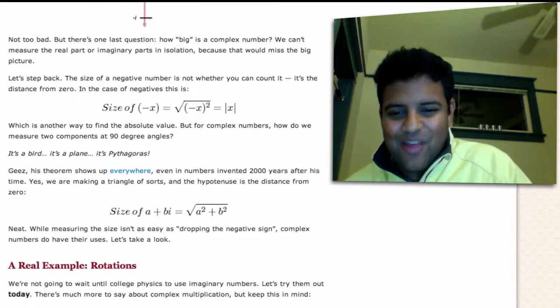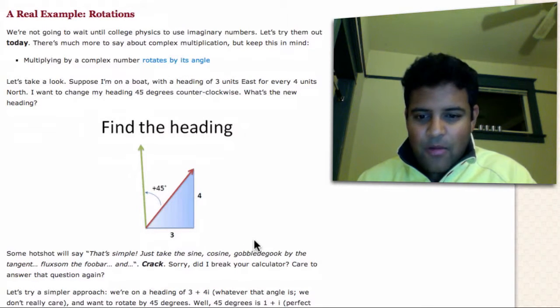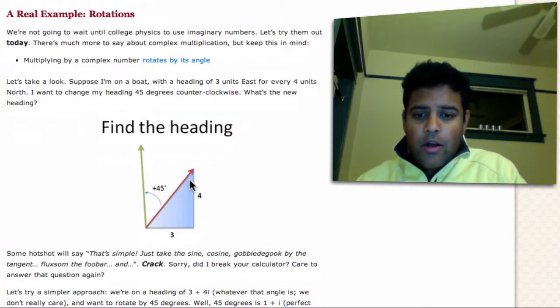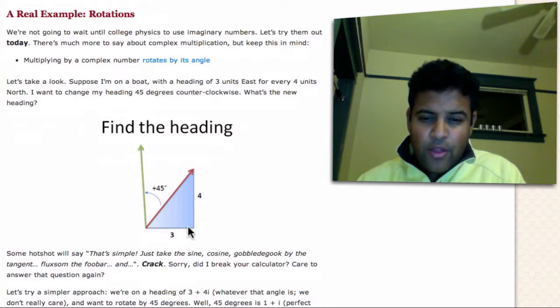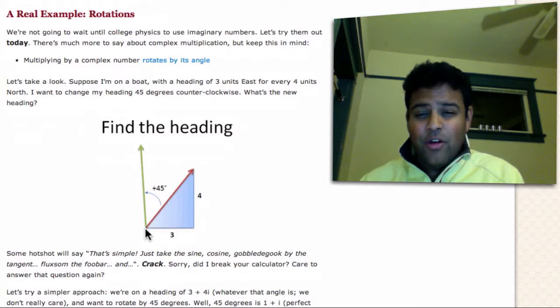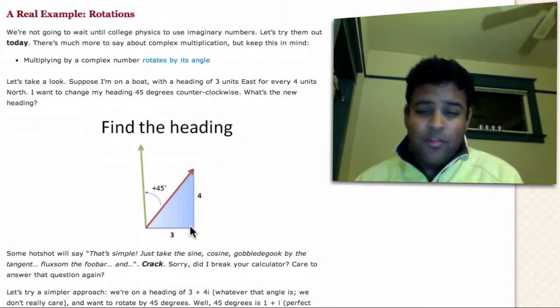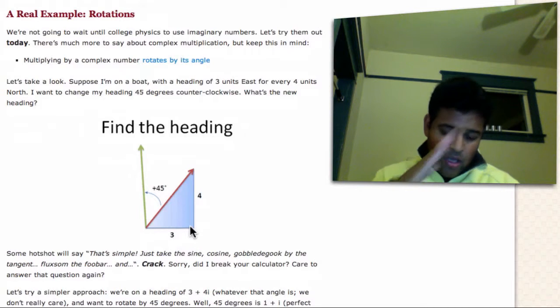So here's my little example. Let's say you're a tugboat captain, like I'm sure you aspire to be, and you are on a trajectory. Your current trajectory is 3 across and 4 up. What does that mean? You're going 3 miles, let's say, east and 4 miles north. That's your trajectory. You're just going on your ship.